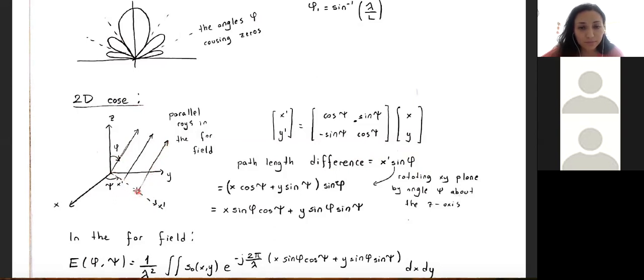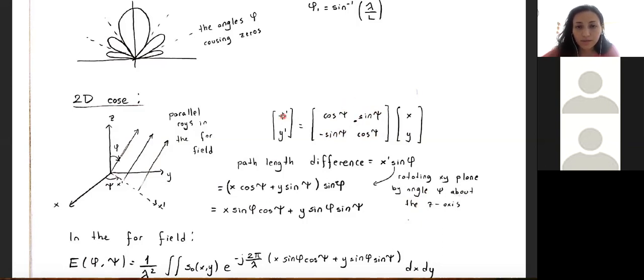Now the task is expressing this x prime in terms of x and y. What is the relation of x prime to x and y? Think of this as a rotated coordinate system. If you rotate the xy coordinate system counterclockwise by angle psi, you get the coordinates x prime, y prime. The relation between x prime, y prime and x, y is given by the rotation matrix with angle psi. Here, there is no minus sign; I think it's a typo. The rotation matrix is cosine psi, sine psi, minus sine psi, cosine psi.